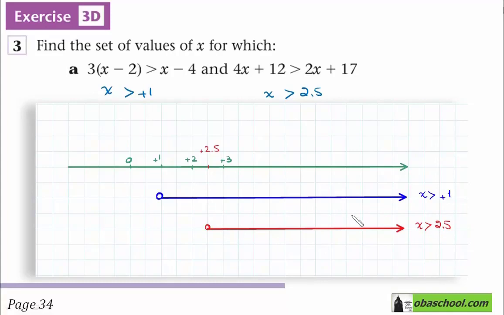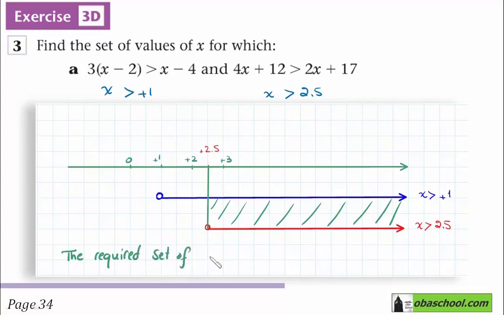now we are going to find the region of intersection between the blue and red lines. Notice that this is the region where the two lines intersect. So the intersection region is all the values that are found in this part. The intersected region is the same as the one determined by the red line. So x is greater than 2.5. So the required set of values is x greater than 2.5.